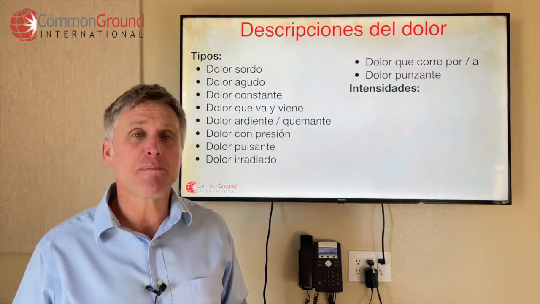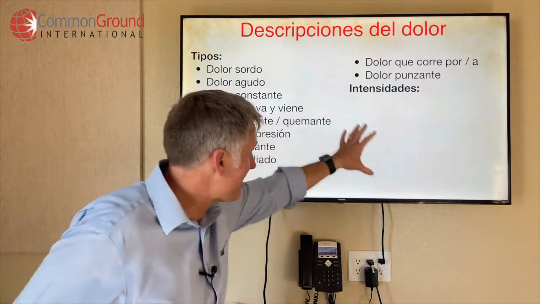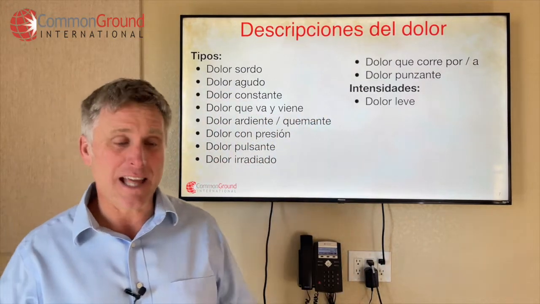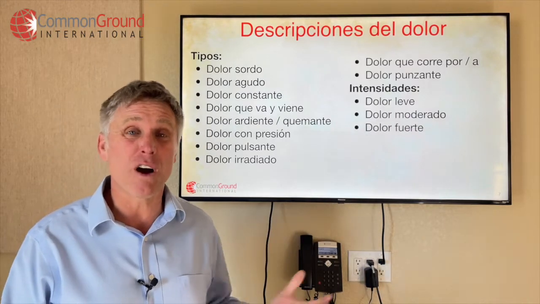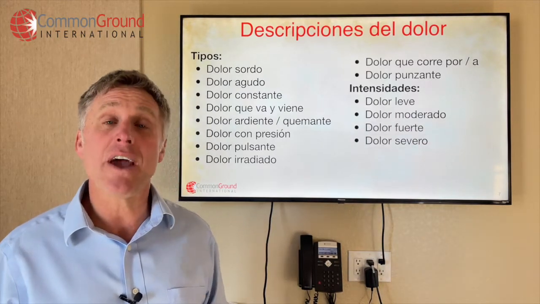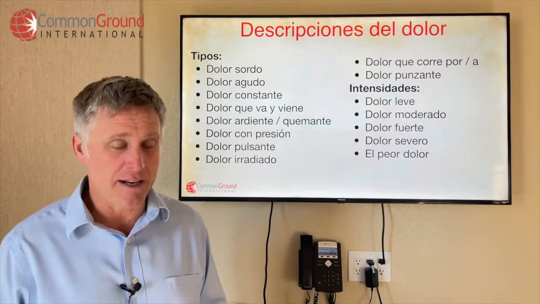And then we talk about intensidades. So we've got the types, characteristics, and now intensidades. Dolor leve, like a light pain. Dolor moderado, moderate pain. Dolor fuerte, a strong or heavy pain. Dolor severo, severe pain. And el peor dolor, like the worst pain ever.